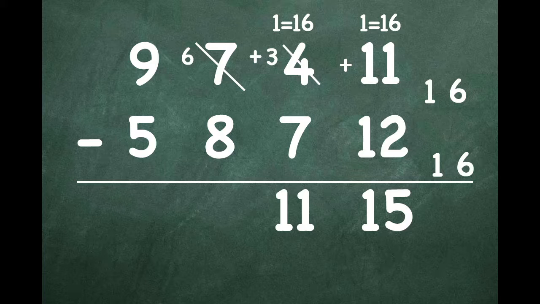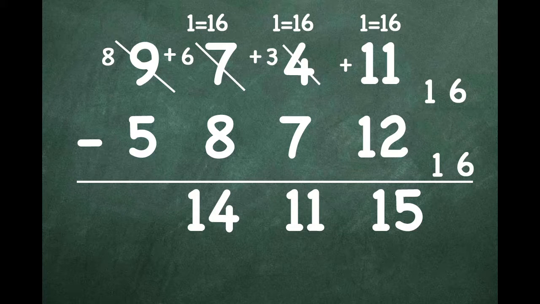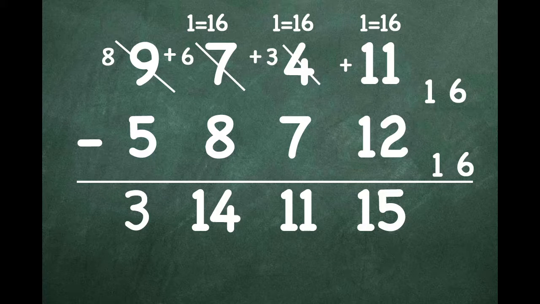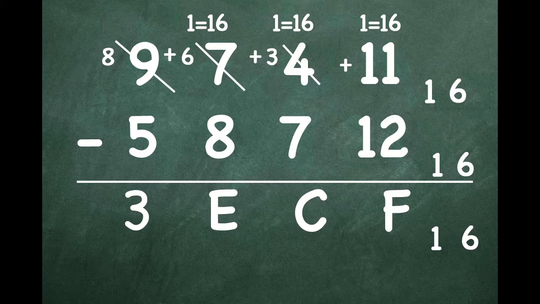6 minus 8 cannot be, so we have to borrow 1 from 9 in the next place and convert the 1 that we borrowed to 16. 16 plus 6 equals 22. 22 minus 8 equals 14. 8 minus 5 equals 3. Convert all the numbers greater than or equal to 10 into their corresponding hexadecimal value. The final answer is 3ECF base 16.